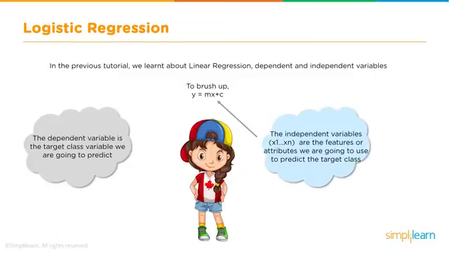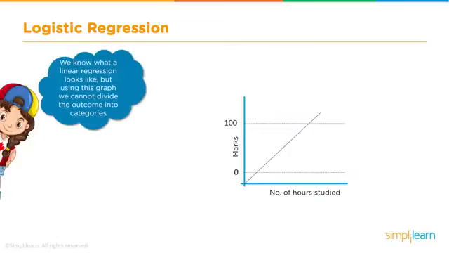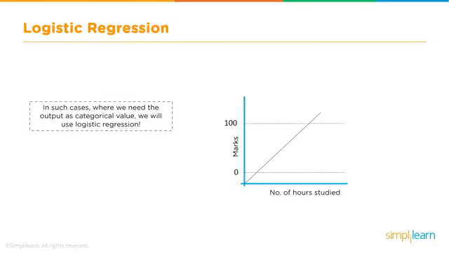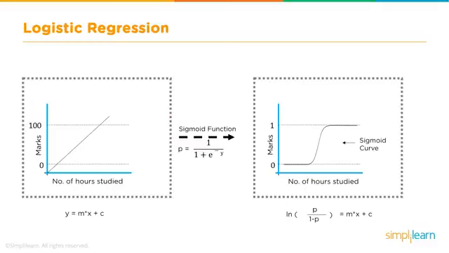predict the target class. We know what a linear regression looks like, but using the graph we cannot divide the outcome into categories. It's really hard to categorize 1.5, 3.6, 9.8. For example, a linear regression graph can tell us that with an increase in number of hours studied, the marks of a student will increase, but it will not tell us whether the student will pass or not. In such cases where we need the output as a categorical value, we will use logistic regression. And for that we're going to use the sigmoid function.